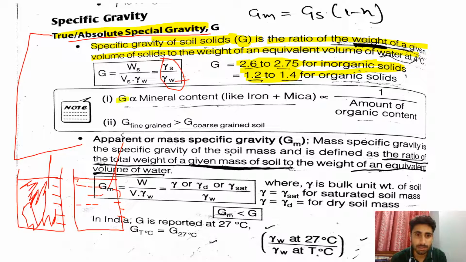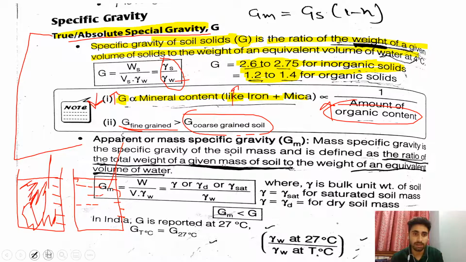Let's go further. As you can see here, G is directly proportional to the mineral content of iron, mica or another. It means that if we increase the amount of mineral contents, then the value of G will also go upward, and it is inversely proportional to the amount of organic content. It means if we increase the amount of organic content, the value of G goes down. Another case you can see: the G of fine grained soil is more than G of coarse grained soil.